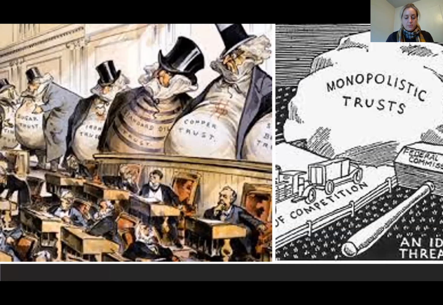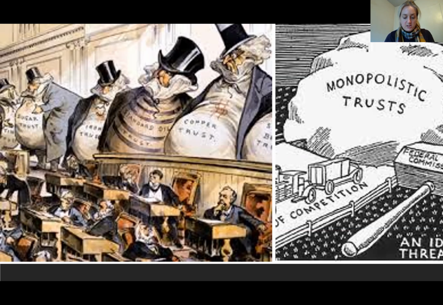Now we'll go ahead and briefly talk about the Chinese Exclusion Act. The Chinese Exclusion Act was the first law that discriminated against a specific ethnic or national group. The Chinese Exclusion Act would block Chinese citizens from coming into the United States.